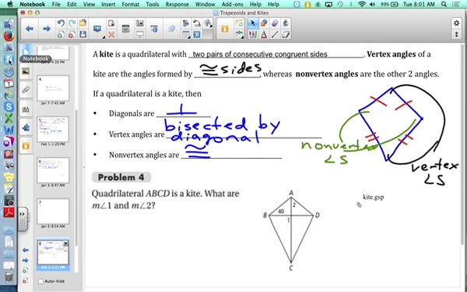Okay, so in problem 4, angle 1 should be easy. Notice that it's formed by the intersection of the diagonals. What did I tell you about those diagonals, Grace? Right, angle 1 will be 90 degrees because the diagonals are perpendicular.